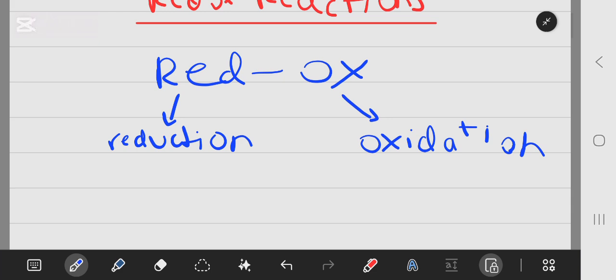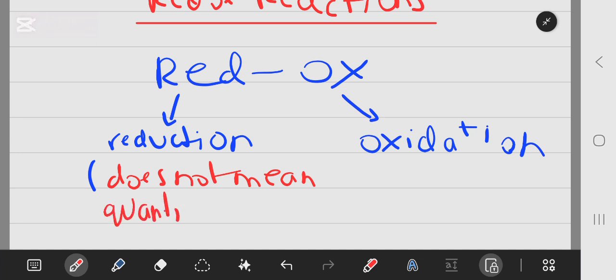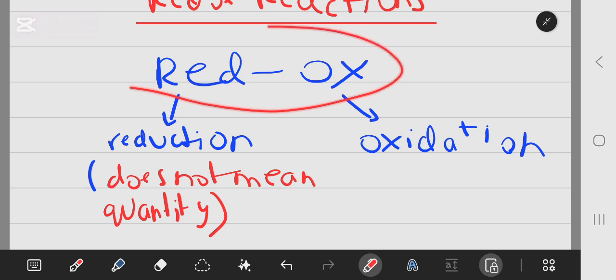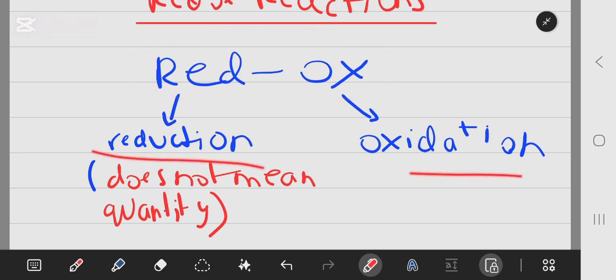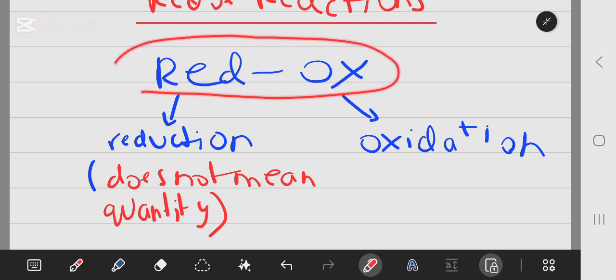So let me just write it down over here, that this does not mean that the quantity of the substance is decreasing. So they are both processes, and we can say that we have fused them as one terminology. Instead of just calling them reduction and oxidation separately, we have just turned them into a redox reaction.